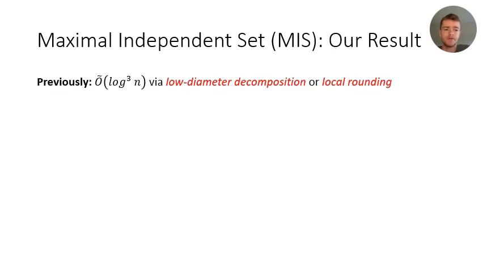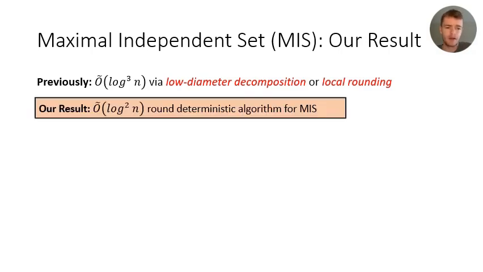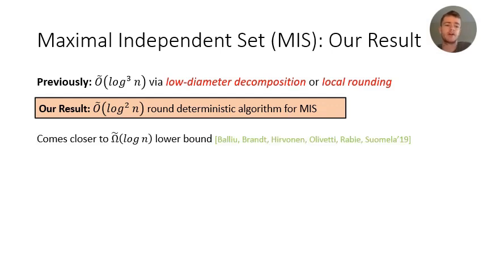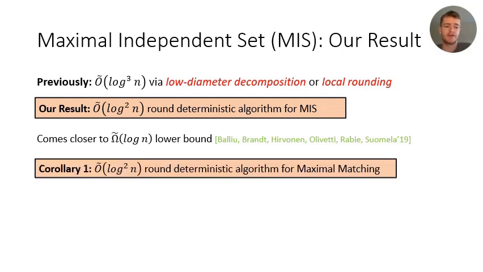Now let me tell you about our results. So first, a reminder: previously there was a log cubed n round algorithm via either low diameter decomposition or local rounding. And we now get an improvement by giving a log squared n round deterministic algorithm for MIS. This comes closer to the log n over log log n lower bound by Balliu, Brandt, Hirvonen, Olivetti, Rabie, and Suomela. As a corollary, we also directly get this improved round complexity for maximal matching, delta plus 1 coloring and 2 delta minus 1 edge coloring.